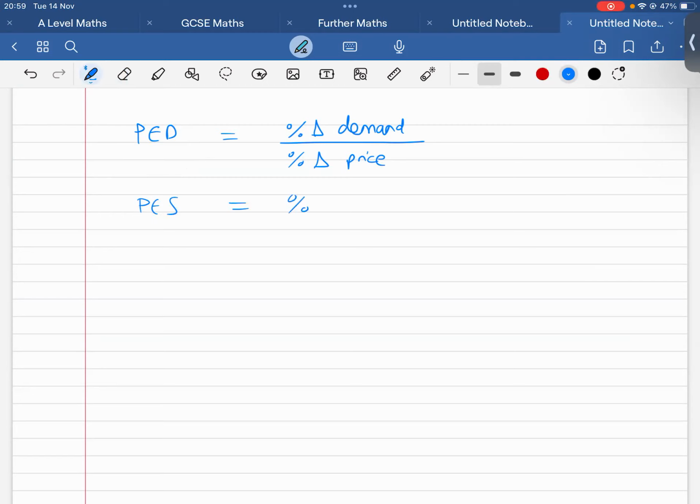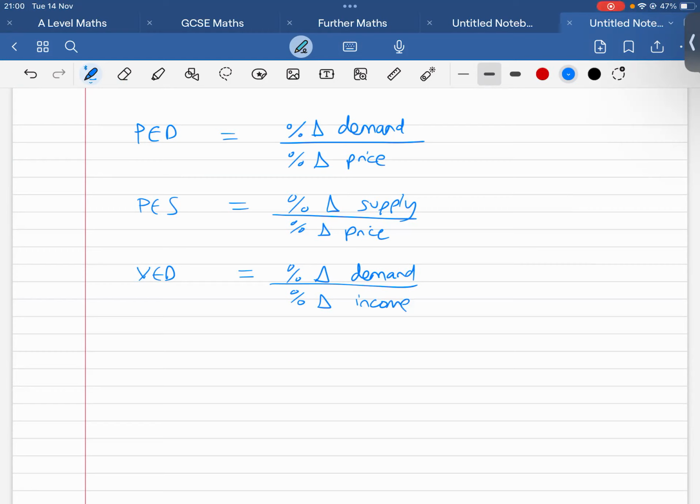PES is percentage change in supply over percentage change in price. So it's always the third letter divided by the first letter. YED is percentage change in demand divided by percentage change in the Y, which is income. And then the last one is XED, which is the hardest one.